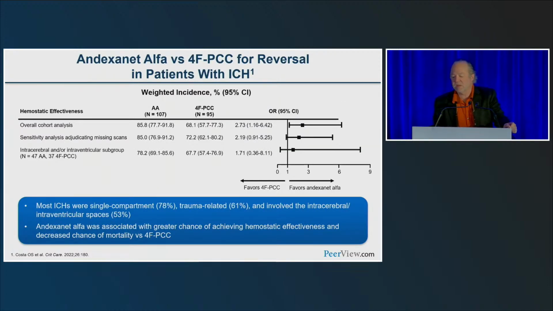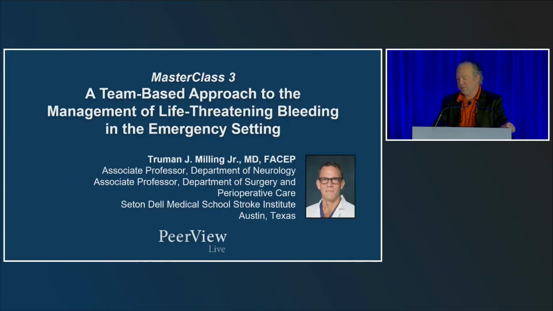So this is the hemostatic effectiveness study, and you can see there Andexanet is favored across the inflection point of the 1 of the odds ratio, and even when it crosses, it's still trended highly there for either overall or intracerebral or intraventricular subgroup analysis. And that was quick. Back to TJ.